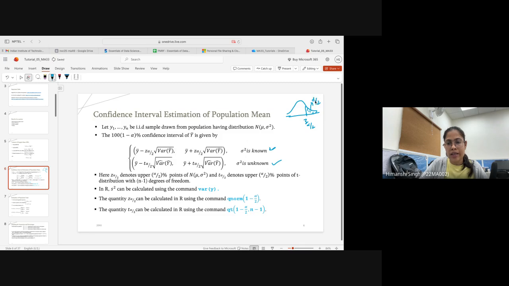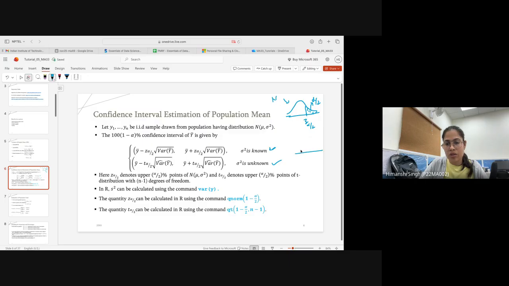Okay, so this right hand side area is alpha by 2, so this is that point. So this is z alpha by 2, that point. Now here I have three quantities: y bar, z alpha by 2, and variance of y bar. If I consider this z, this is a normal curve.